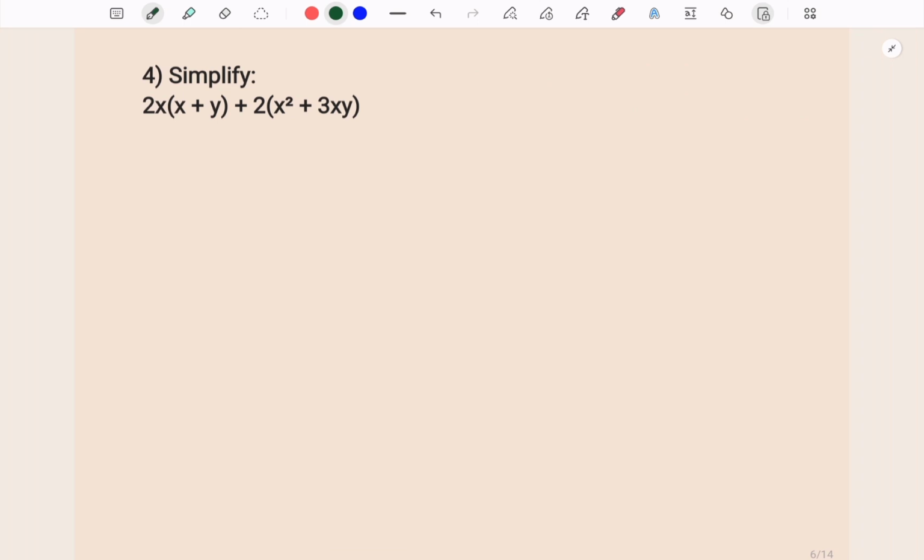Here we have two brackets and we need to expand each bracket separately. Okay, let's take the first bracket first. But before that, let me rewrite the question again for you. This is 2x multiplied by x plus y, plus 2 multiplied by x squared plus 3xy.